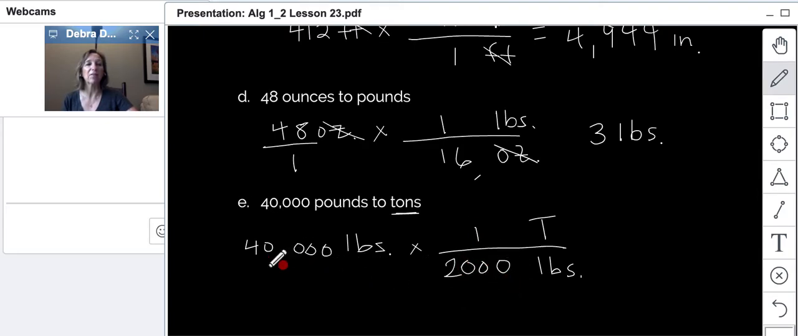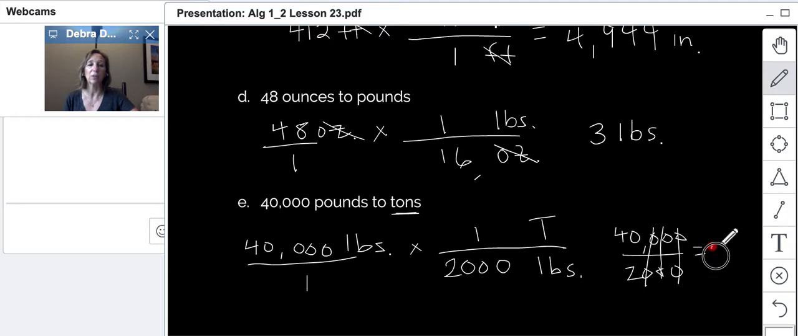This is a division problem again. You're going to be dividing because we have 40,000 over 2,000. And that's a division problem. So we look at this. We can cross out our zeros because we're dividing by 10, 100. We're dividing by 1,000. And your final answer is going to be 20 tons.